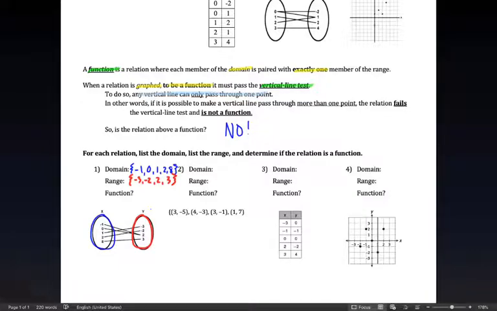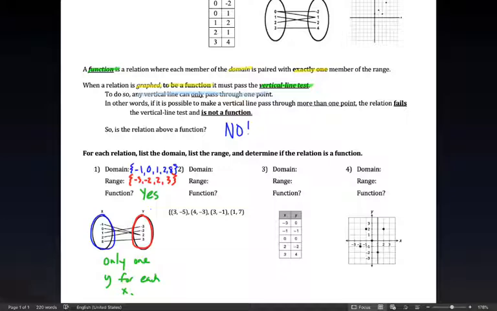Now, is this a function? Well, for every x, there's only one y. For every single one of these x's, there's only one line coming out of it. It doesn't matter that there's two pointing to the y's, that when x is -1, y is 2, and also when x is 0, y is 2. That's okay. For every x, there can only be one y. So yes, this is a function. Each x only has one line coming out of it.